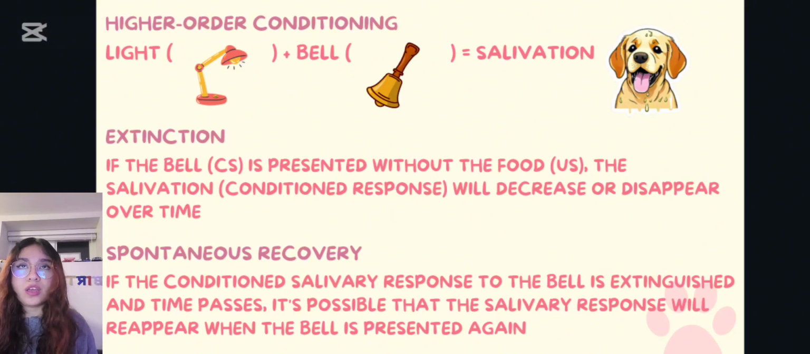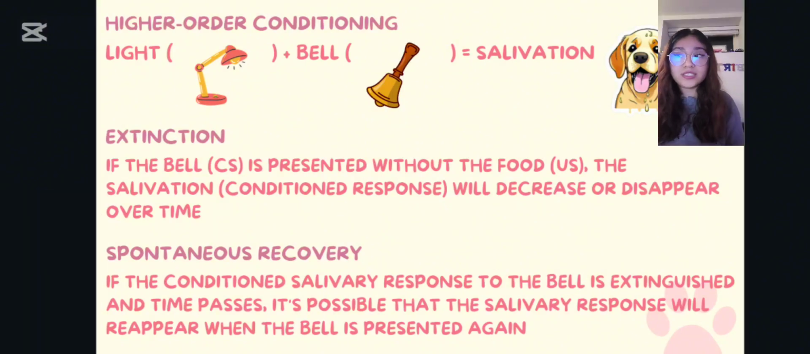For example, if we ring the bell and also turn on a light, he's going to realize and associate the light and the bell with salivation, not only the bell, but also the light. And even if we only show the light, he's going to predict that the bell is going to ring also. So he's going to start with the salivation.